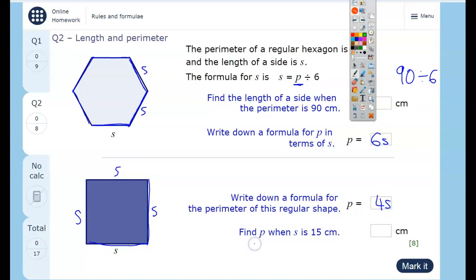And the last thing to do is find P when s is 15. Well, when s is 15, we'll substitute that in, and P equals 4 times 15. And I'll let you work these out. Okay, that's how to do those.